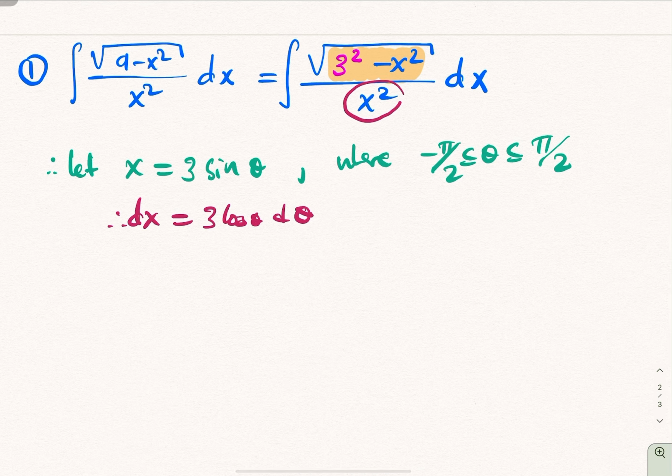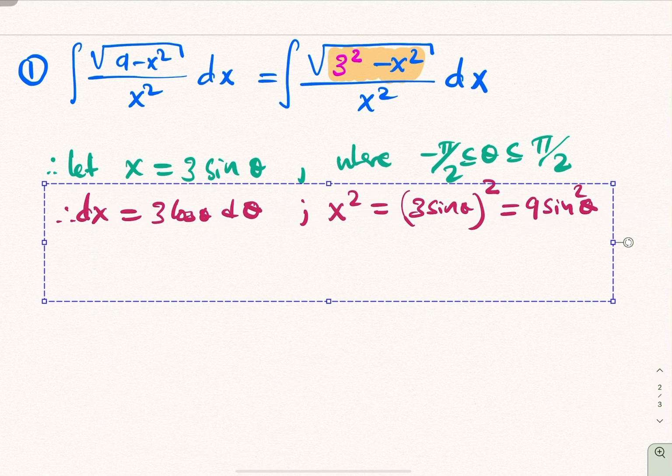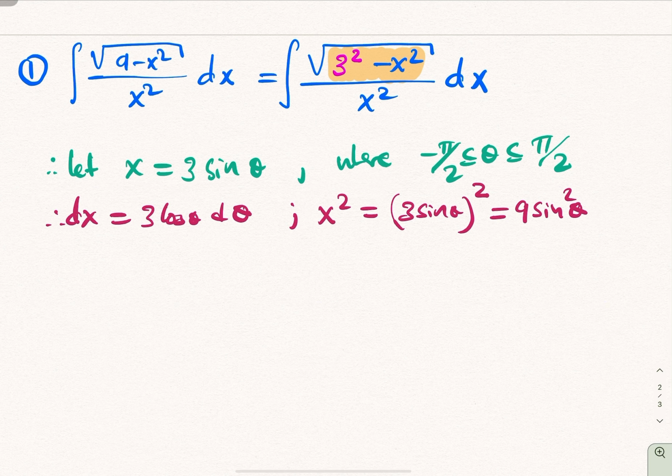But I also need x squared. So let's check. What is x squared? X squared means I'm going to square this value here, because that is x. So I get 3 and then sine of theta, and I have to square this. What do you get? You get 9 and then sine squared of theta, right there. Let me bring it to this side so that everything is on the same line.